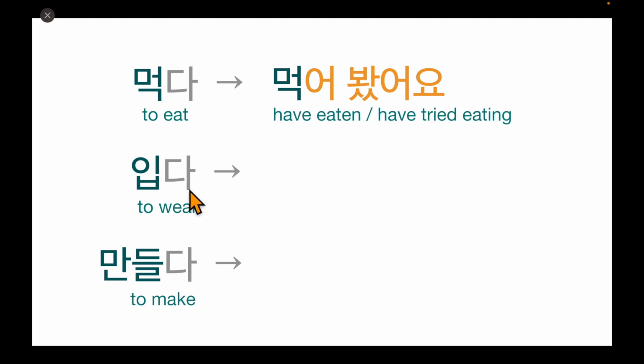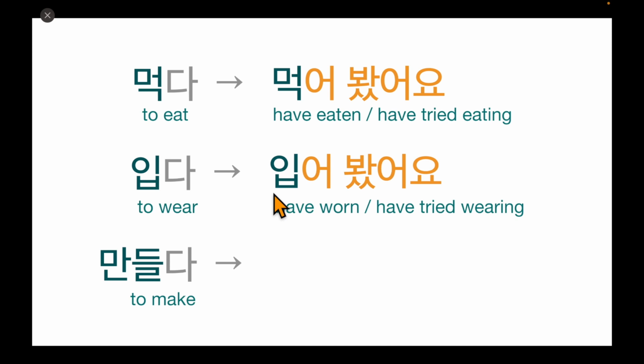What about 입다? 입어봤어요. I have worn something. Repeat after me. 입어봤어요. One more time. 입어봤어요. So 입다 becomes 입어봤어요. That means I have worn something or I have tried wearing something.